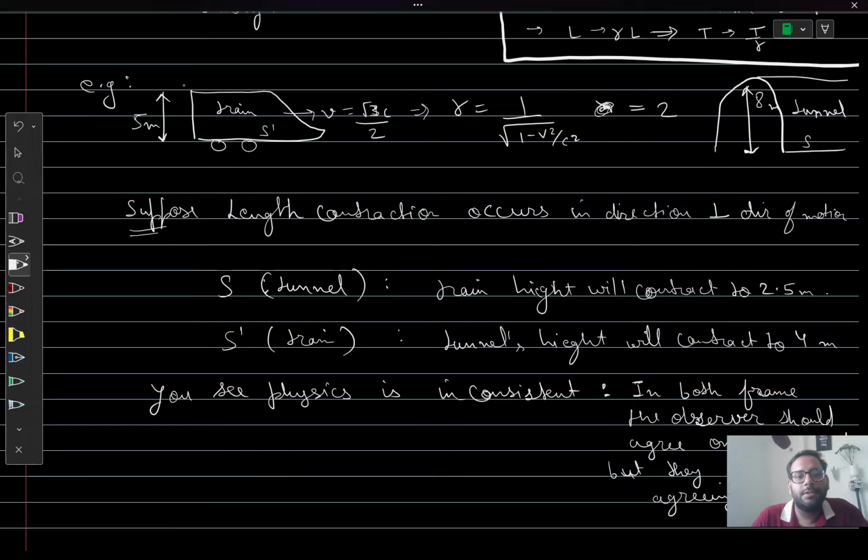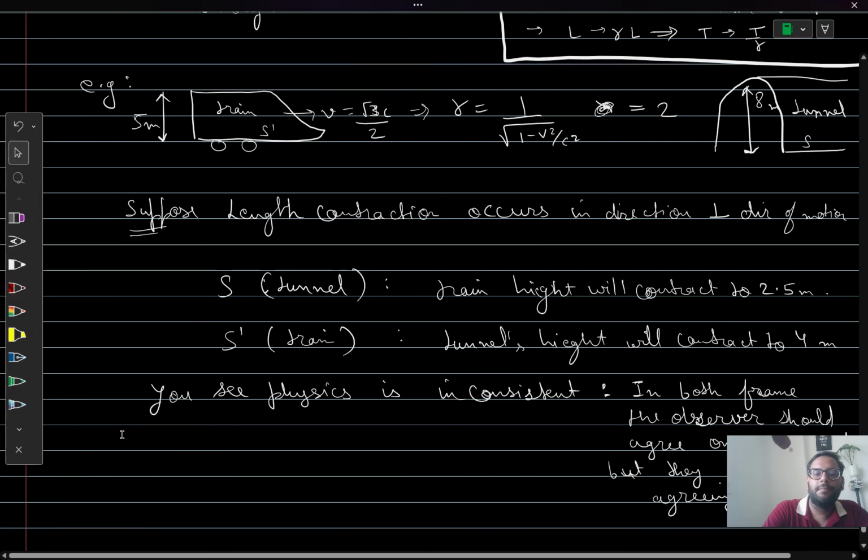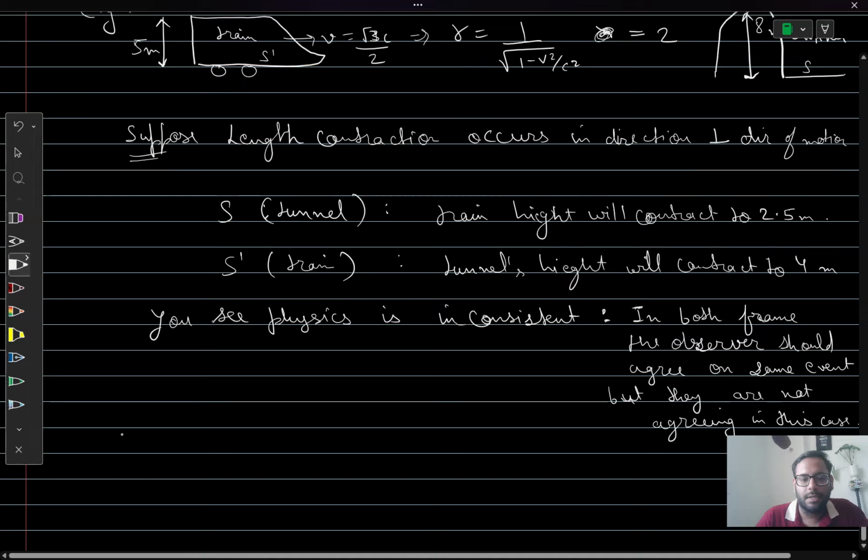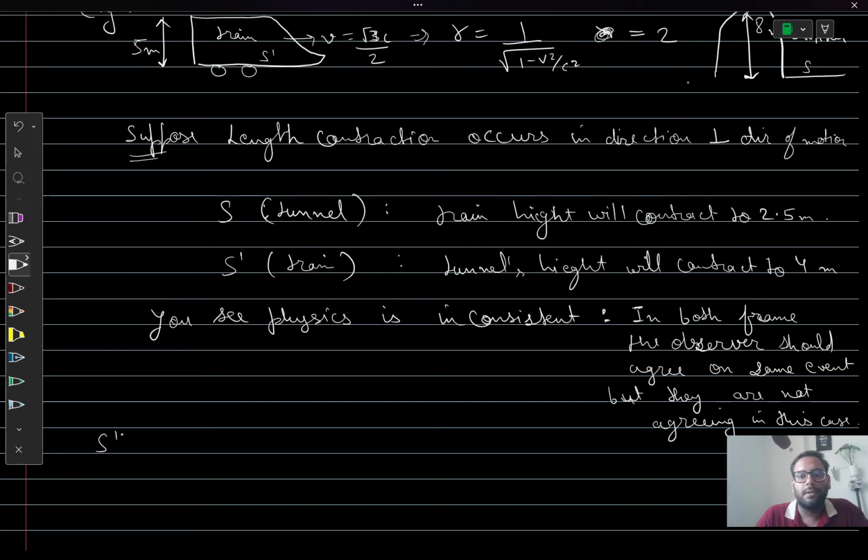Because the train is 5 meters tall. In the S prime frame, the tunnel's height is reduced to 4 meters. So what will happen? In the tunnel frame, there is a destruction, because how can a 5 meter tall train fit into a 4 meter tall tunnel? So in the S prime frame, there is a destruction.